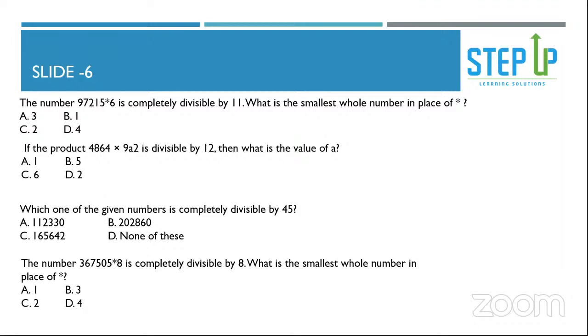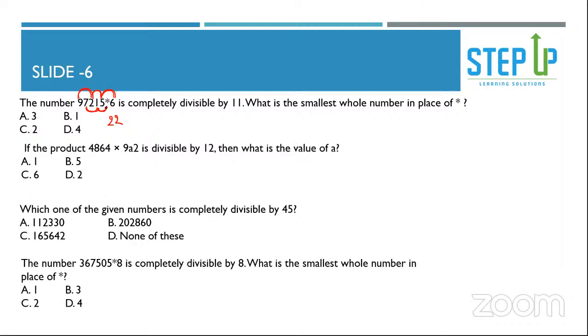Okay, so the number 927 into star, which number should replace the star so that the number is completely divisible by 11? The divisibility rule of 11 says that we need to add the numbers at alternate places. So at alternate places, 9 plus 2, 11 plus 5, 16 plus 6, 22. 7 plus 1, 8. 8 plus what should come here?